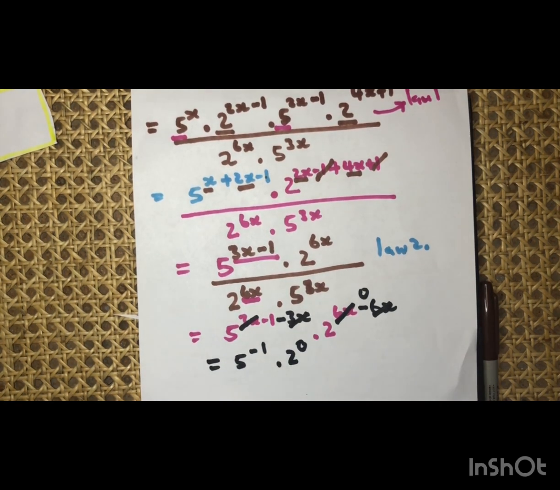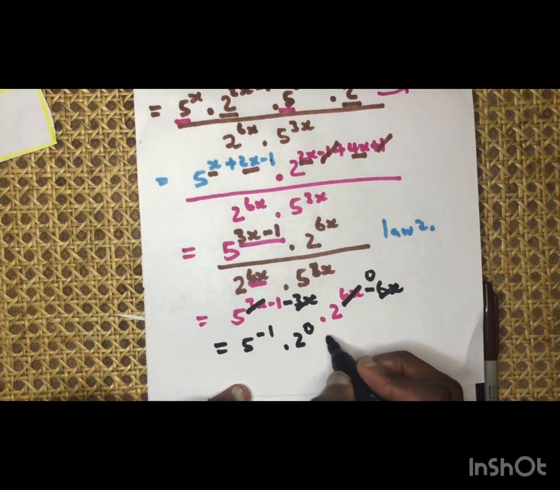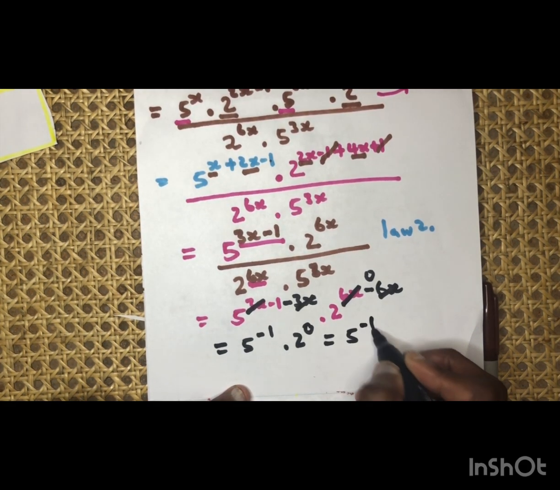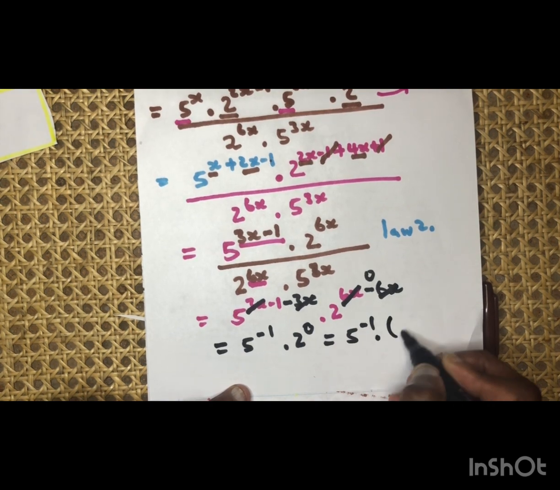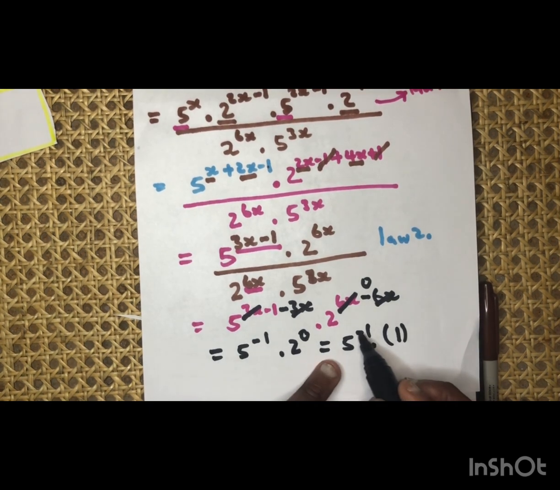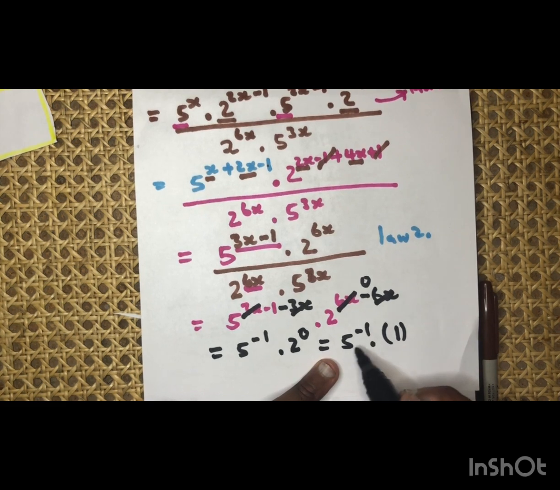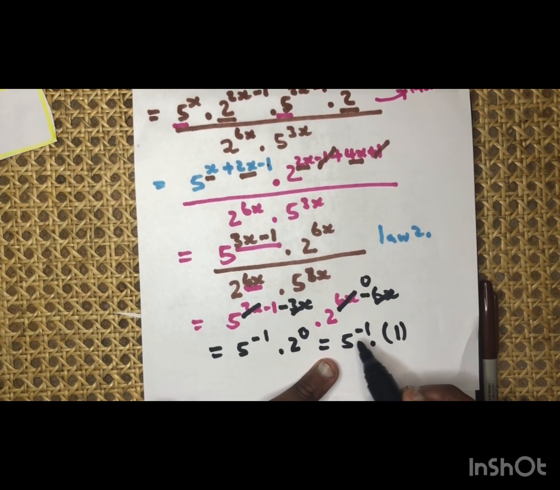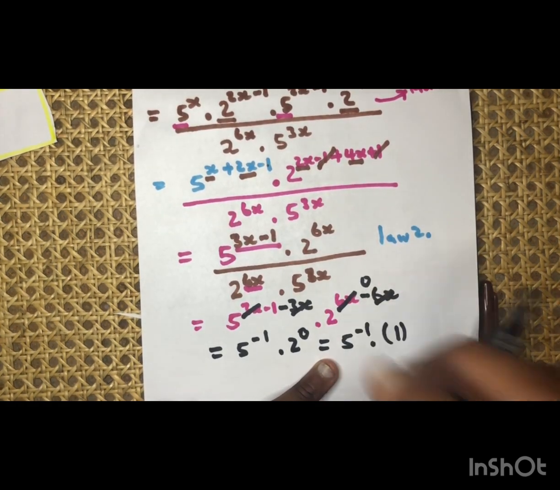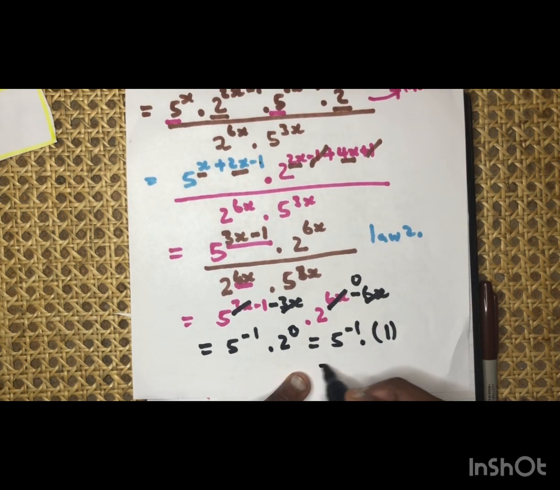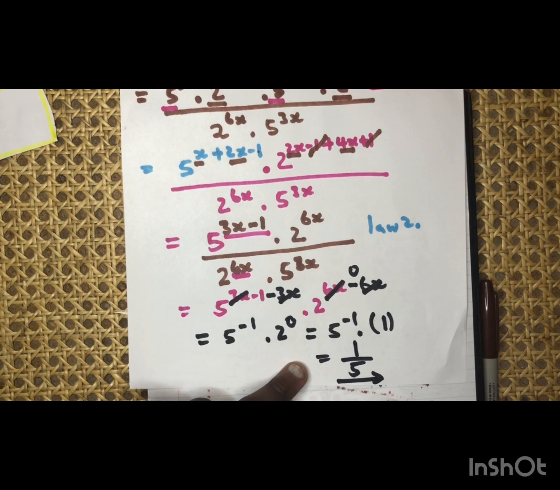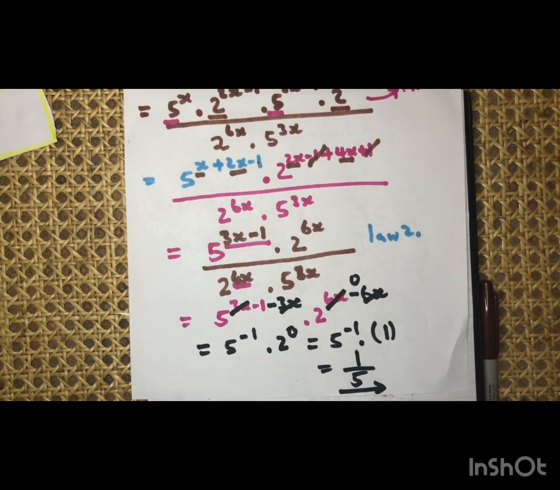We know that, guys, anything to the power 0 is equal to what? To 1. So now this is the same as 5 to the power negative 1 times 1. Now we know that this exponent tells me that this base is in the wrong position. It must go down to be a denominator. So it's going to be 1 over 5. So that's your final answer. Hope that we are together.